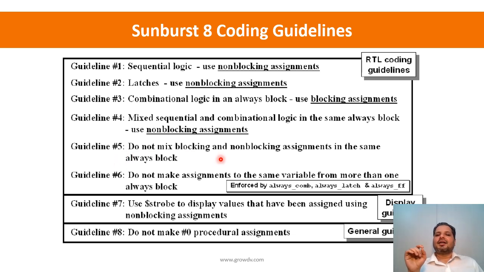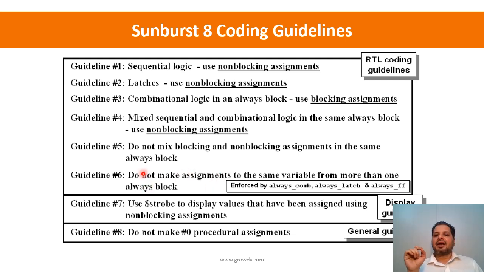So that's your guideline 4, and your guideline 5 is: do not mix blocking and non-blocking assignments in the same always block. That's not a good idea. Do not do that. And guideline 6 is: do not make assignments to the same variable from more than one always block. As we talked about, the potential for race increases when you are trying to do multiple process assignments to the same variable at the same clocking event.